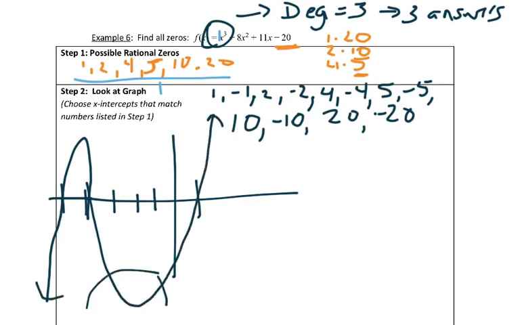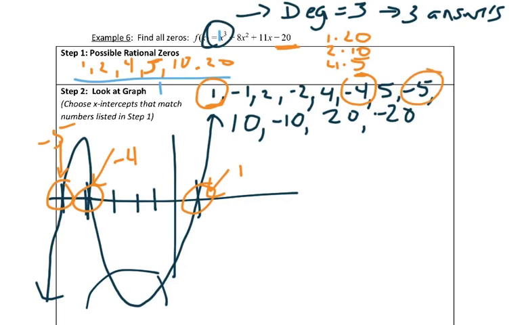Okay, and I can't actually see this bottom part. It doesn't really matter. It looks like it crosses here, here, and here. That looks like negative 5. This one looks like negative 4. And this one looks like 1. And those are all in our list. So we just choose one that we want to start with. I think maybe I'll choose 1 just because it's positive and maybe easier. So I'm going to start with x equals 1.